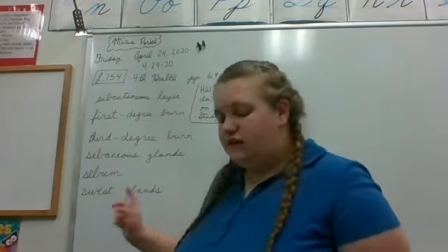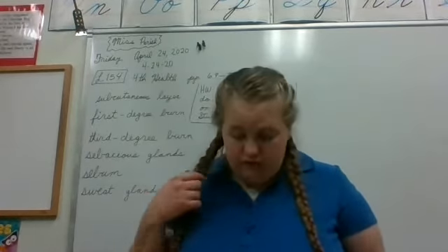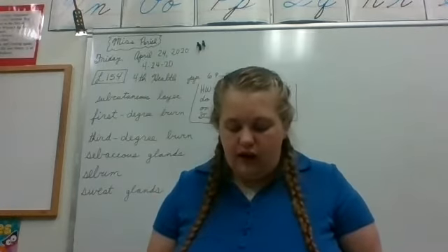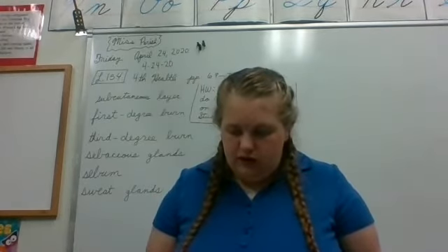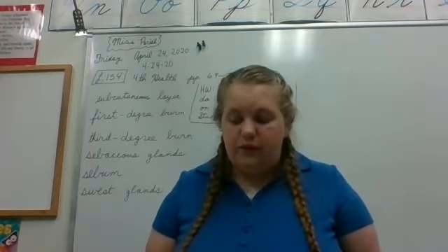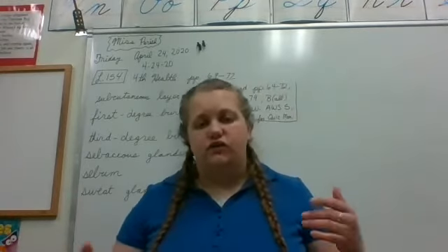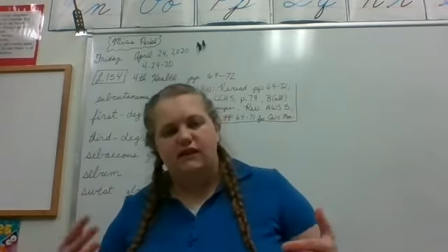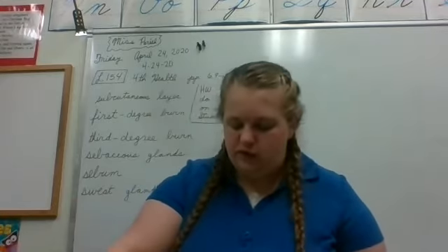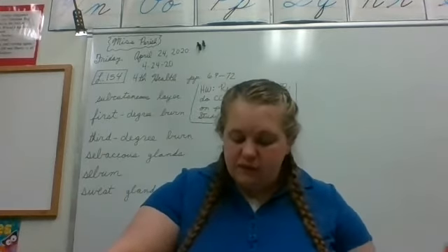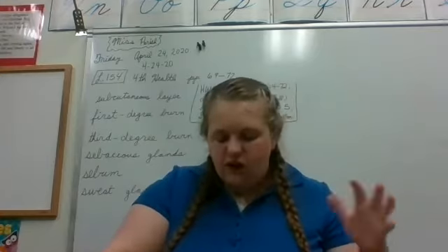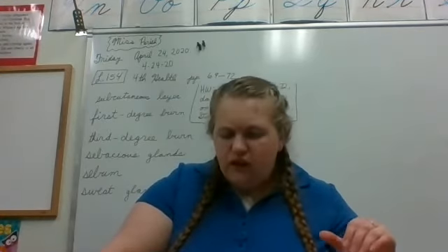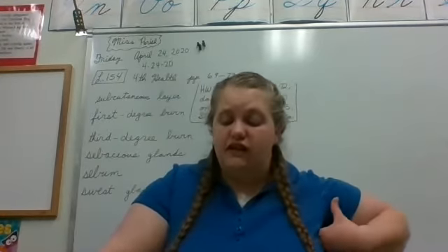Your sweat glands control your temperature, and it does help remove some waste from your body, like dirt and dust and things can be removed with the sweat. So it helps maintain a normal body temperature of about 98.6 or around there. There are many places where it's plentiful, like underneath your arms.